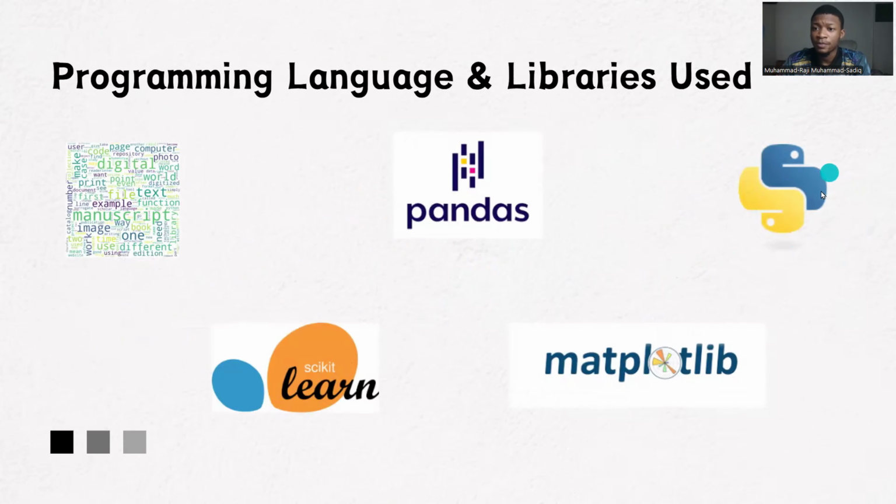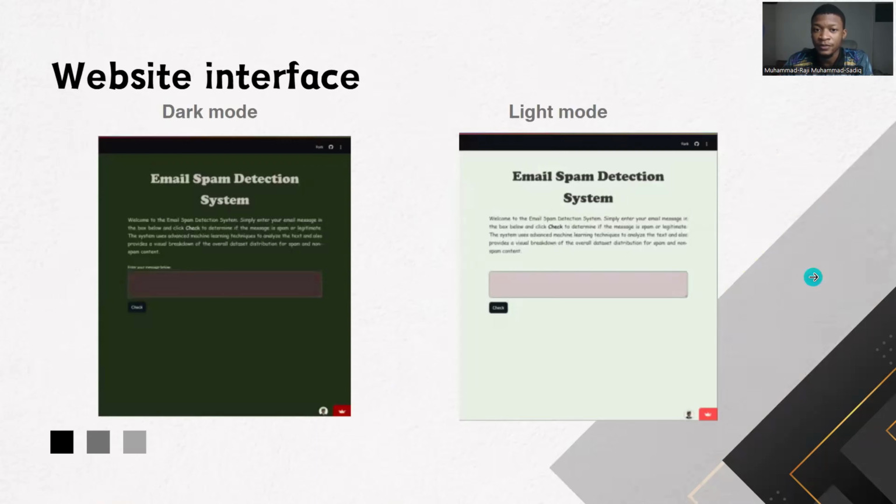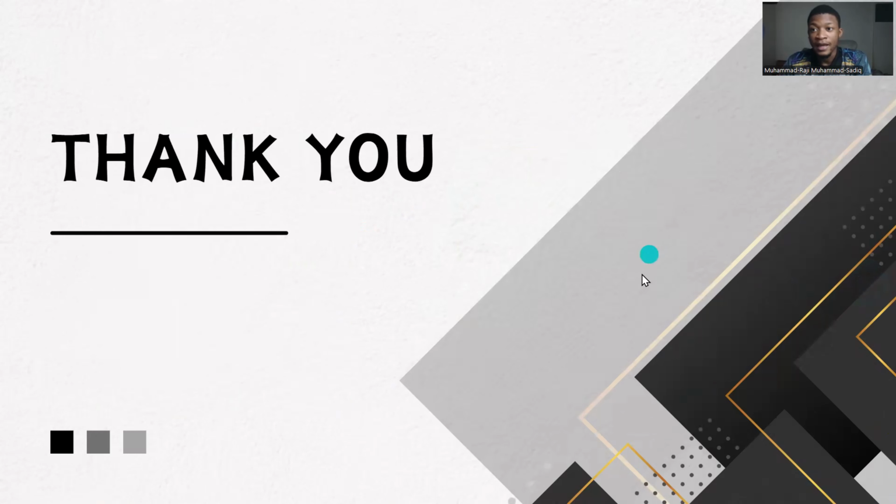The programming language is Python with some libraries like Pandas, Matplotlib, Scikit-learn, and Word Cloud. So this is the website interface here. You can see this is the dark mode and this is the light mode here. You will also see it now when I do the quick demo. And now I'm going to continue with a quick demo.